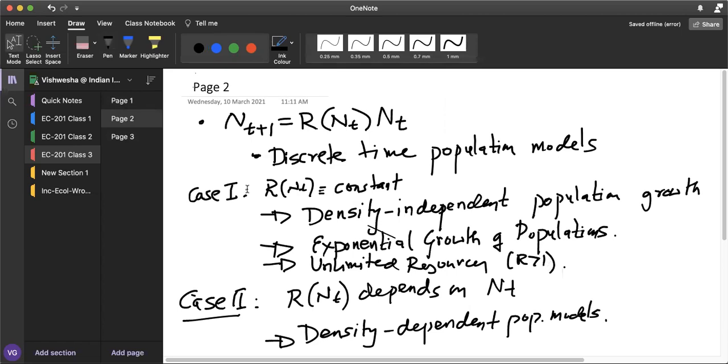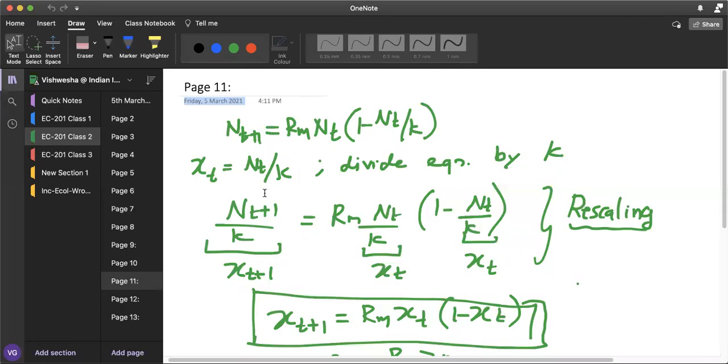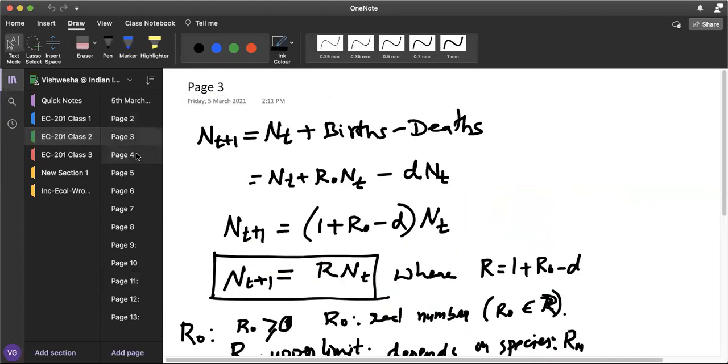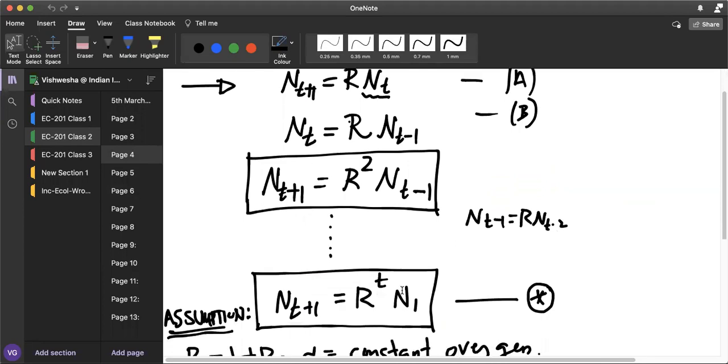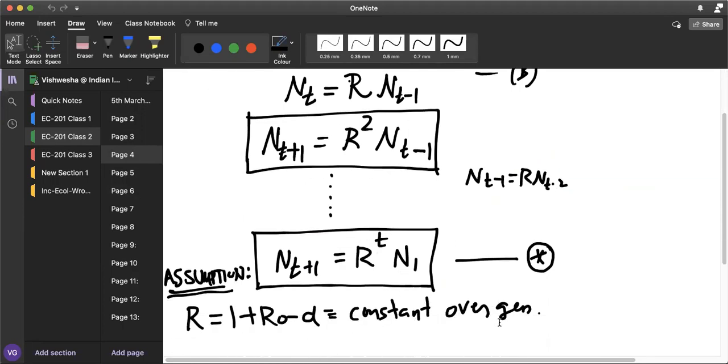I think that's something I covered in maybe the last class, right? Why is it not a linear increase? So I'm going to the previous class, page number 4, which I'm right now showing. Under the assumption that R is constant over generations, we found that NT is R to the power T times N1, right? So this form of the function is an exponential growth.